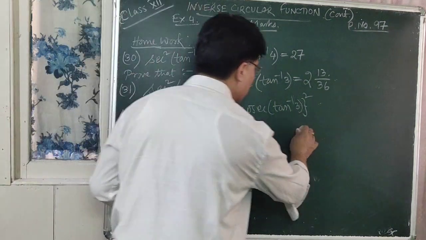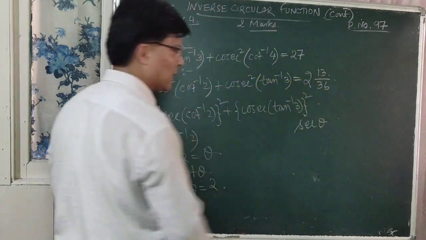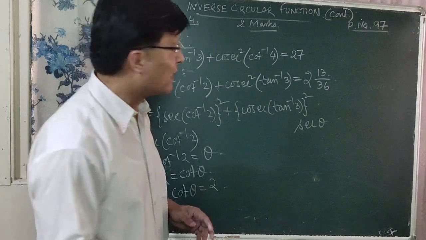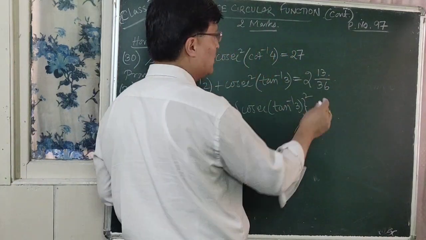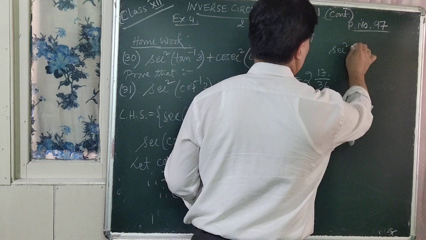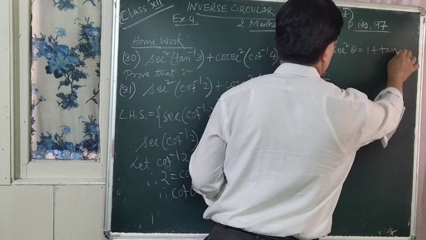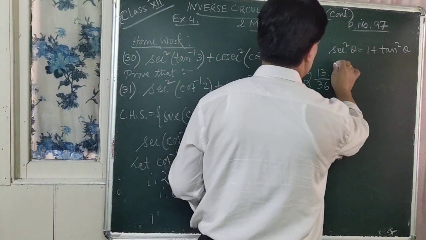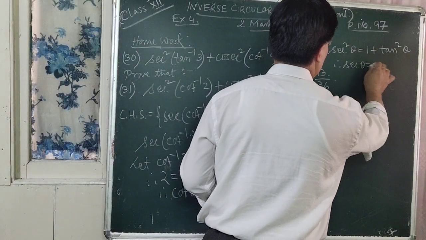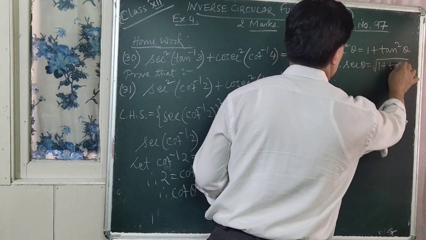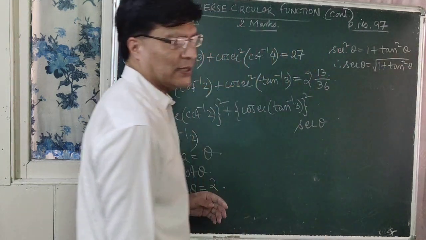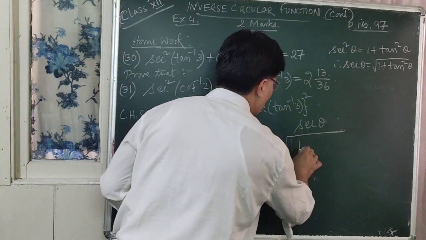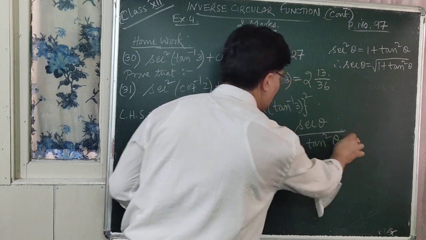So let us find out the value for sec theta. You know the formula of sec square theta is equal to 1 plus tan square theta, isn't it? So let us write down the formula here. Sec square theta is equal to 1 plus tan square theta. You have done it in class 10. What is the value for sec theta now? Sec theta is equal to root over 1 plus tan square theta.